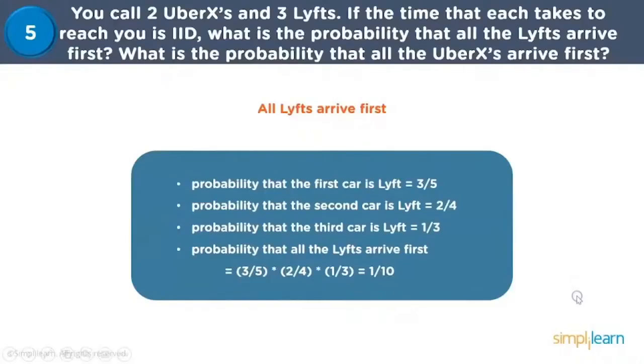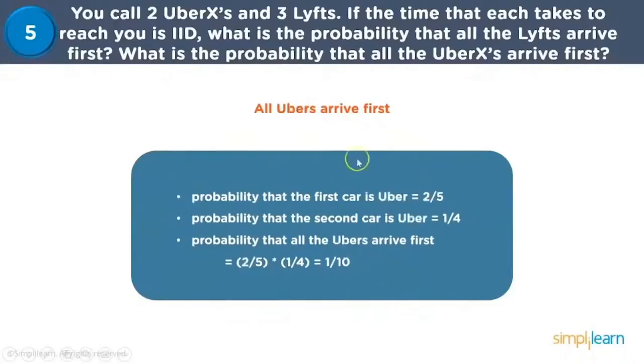Next, let's say you want to find for all the Ubers that arrive first. So you need to find the probability that the first car is Uber, which is nothing but 2 by 5, since we have 2 Ubers. Next, the probability that the second car is an Uber is going to be 1 by 4. So the total probability that all the Ubers arrive first is going to be the product of 2 by 5 and 1 by 4, which is also 1 by 10.